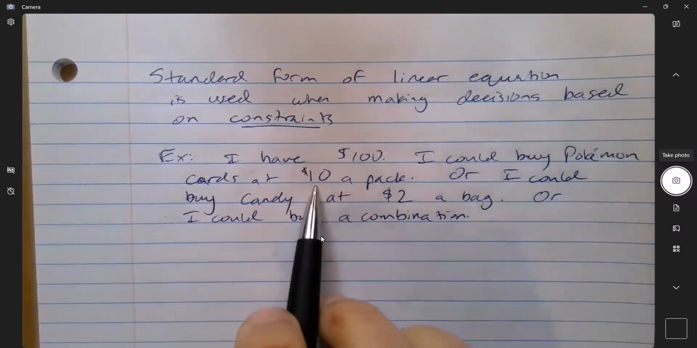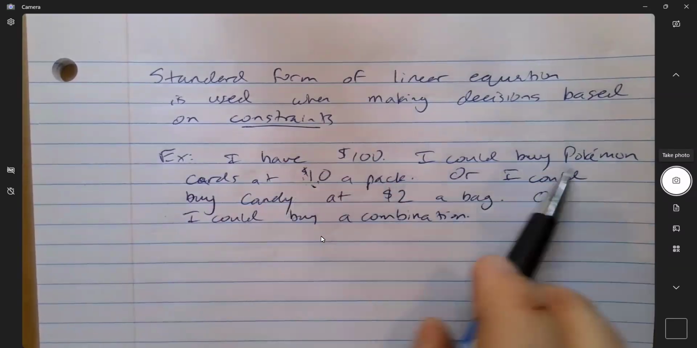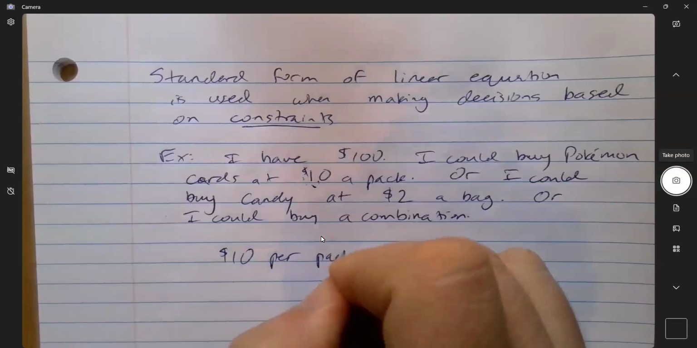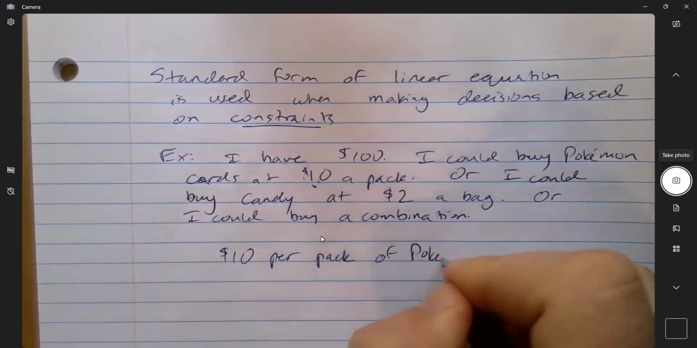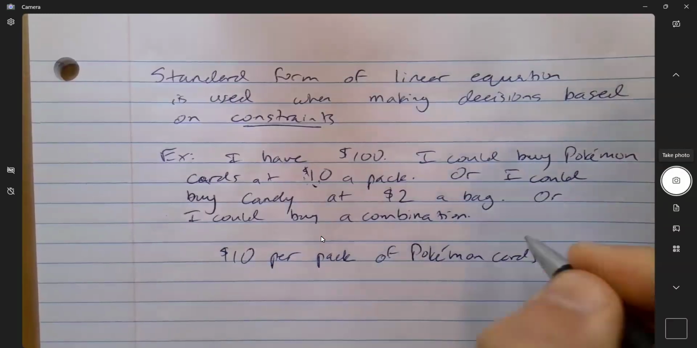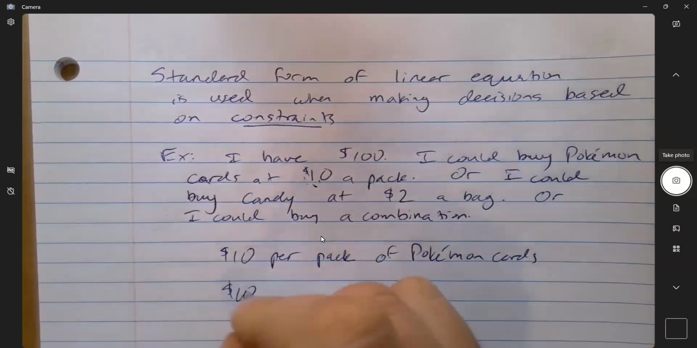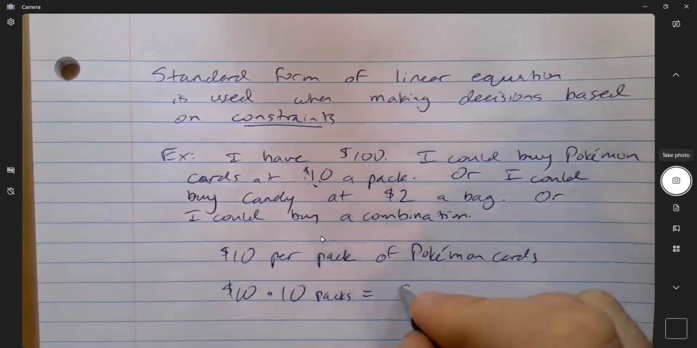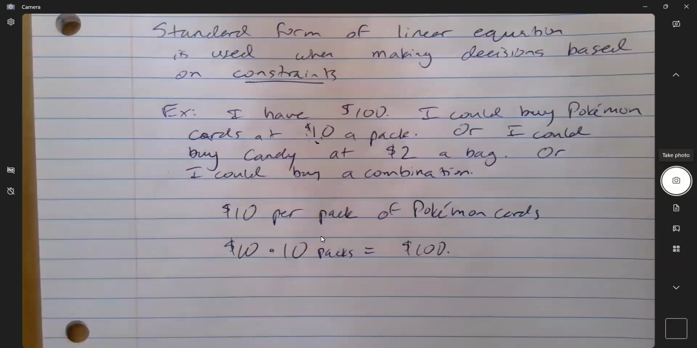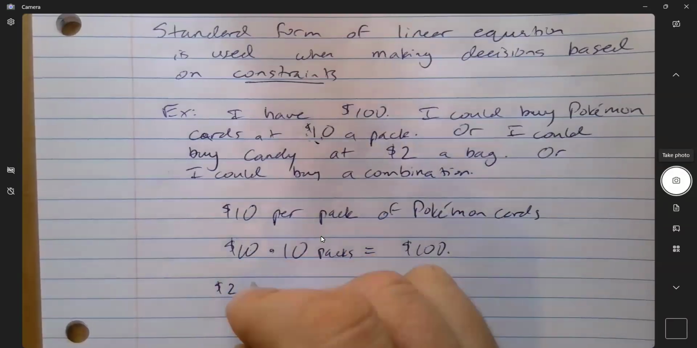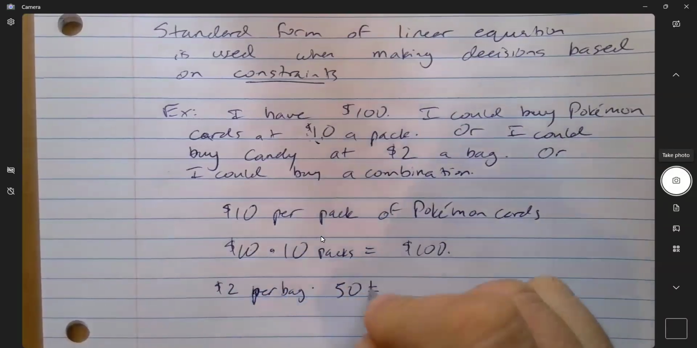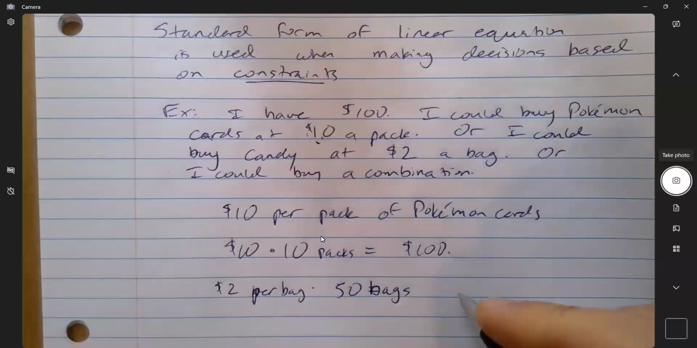Right, so if I bought my Pokemon cards at $10 a pack, I could buy 10 packs because $10 per pack times 10 packs equals $100. Or if I bought all candy at $2 per bag, I could buy 50 bags because $2 per bag times 50 bags also equals $100.